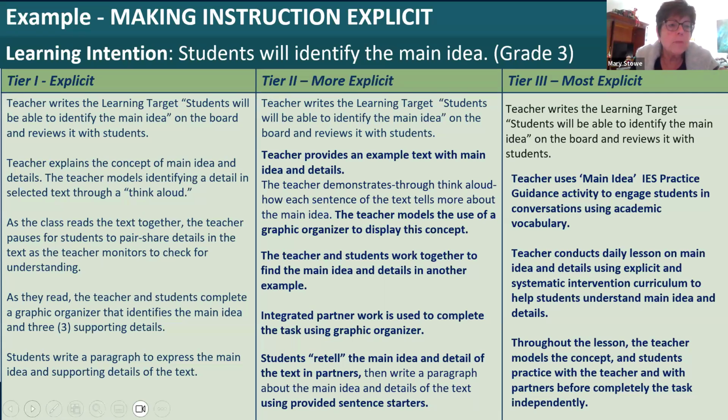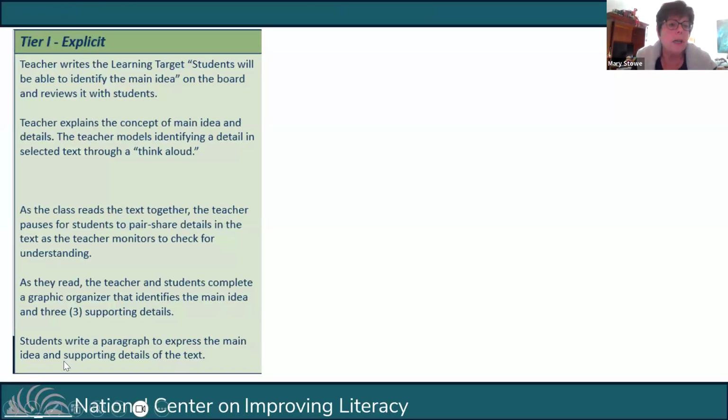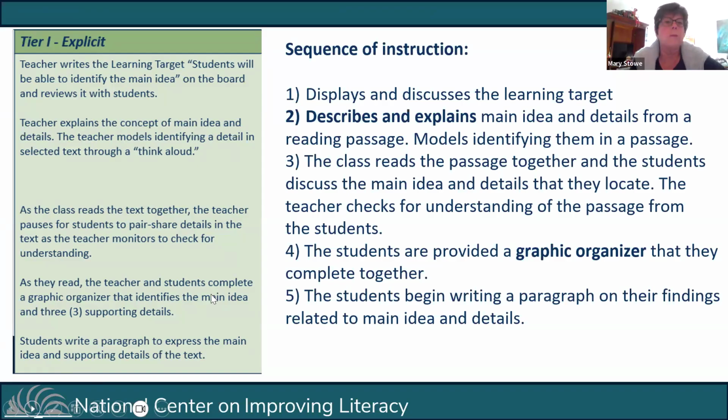Okay, so let's begin to break this down and think about what's happening at tier one with this instruction. You notice that, as we talked about earlier, the teacher does provide the learning target and discusses that. That was an explicit instructional technique. But the teacher is also going to describe and explain the main idea and details from the reading passage. So we see right away that this particular lesson is designed around finding main idea and details, and that we're working on a passage of reading where we're identifying that work.